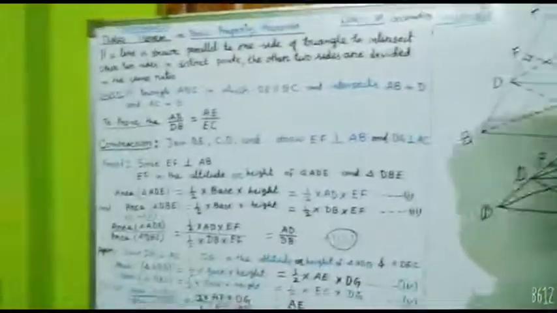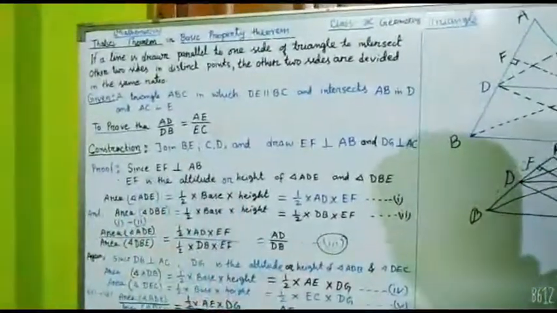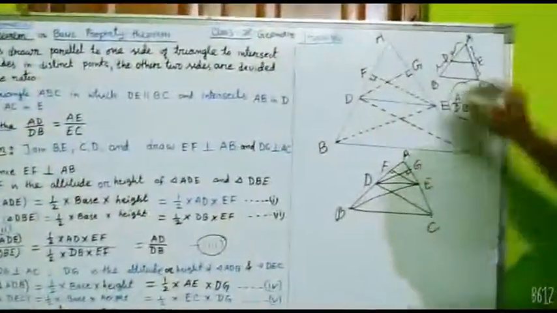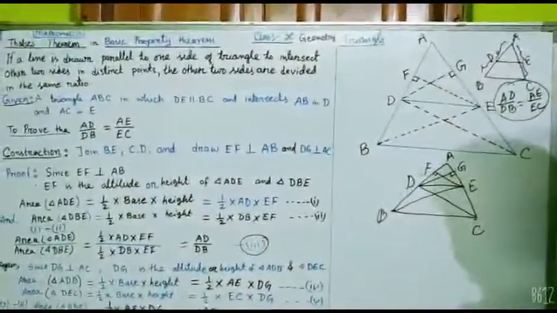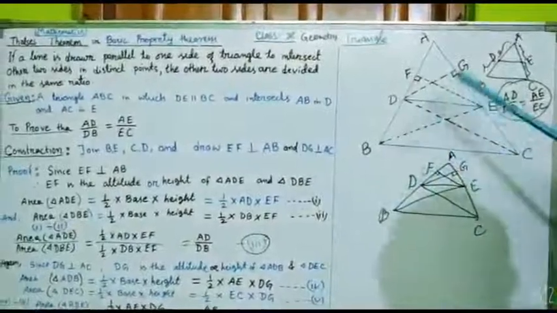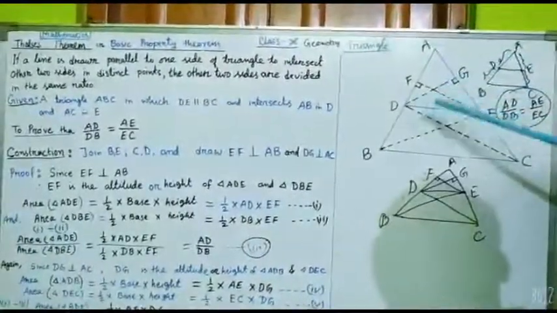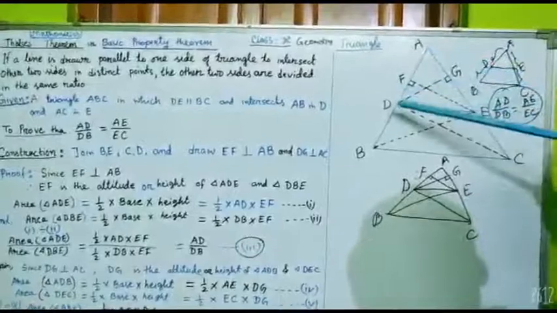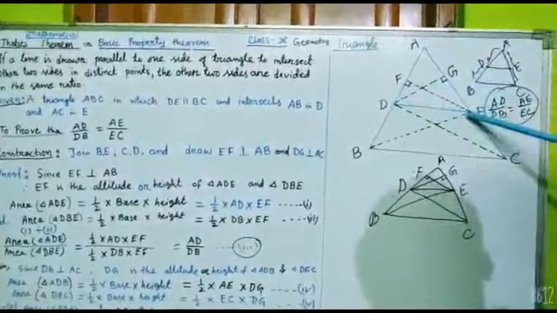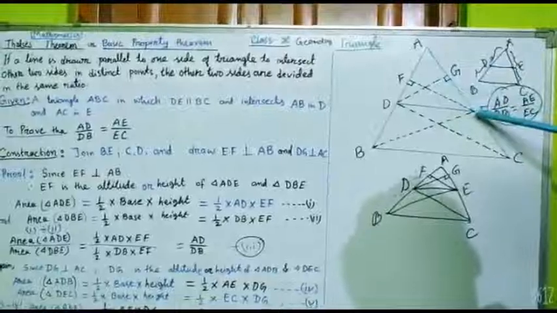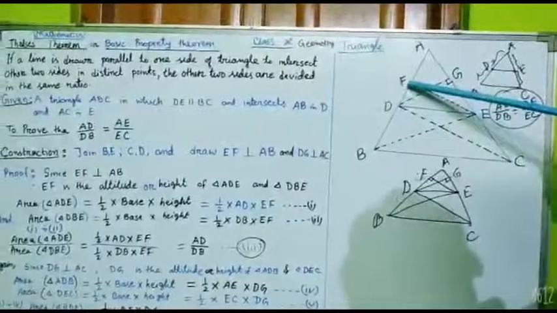Since, look at our diagram. ABD is a triangle, and EF is the altitude or height. Similarly, BDE is a triangle, and here also EF.